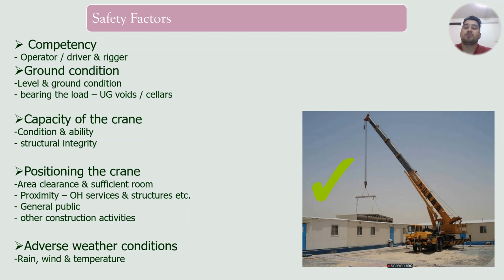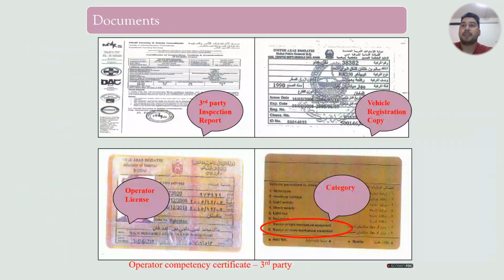Then we have adverse weather conditions. What will happen when you lift the load during bad weather? If there is heavy wind, your load will swing. That will cause more hazards, and it can cause damage and accidents also. So you have to check the weather condition: wind speed, temperature, and rain also. These are the things you need to check for adverse weather conditions.